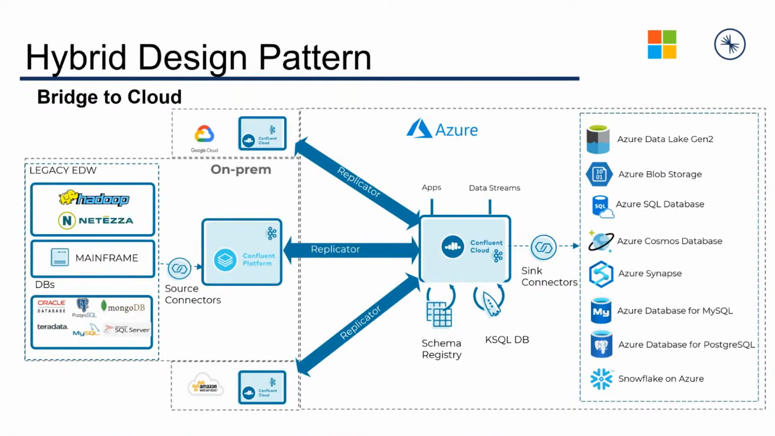This is what a hybrid design pattern with Confluent Cloud looks like. Confluent most likely already exists within your customer's organization and is being used on premises. So developers are using Kafka connectors to ingest data from mainframe systems. Now, the Confluent platform easily allows for the extension of that on-prem data pipeline to the cloud.